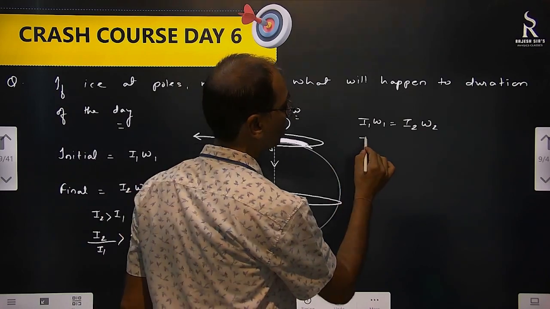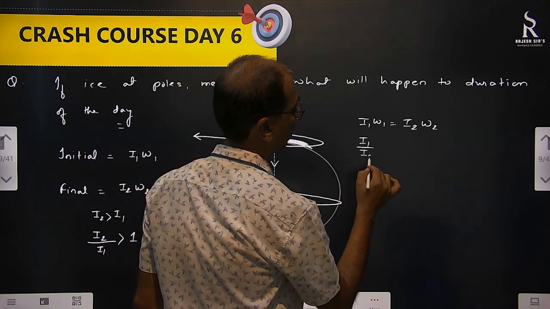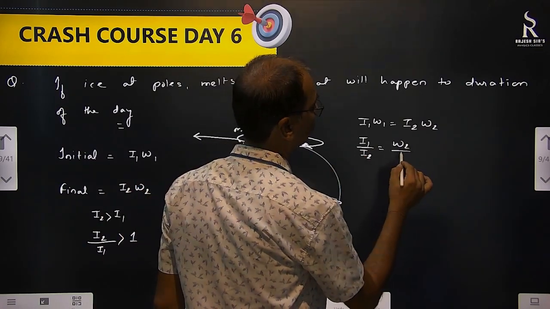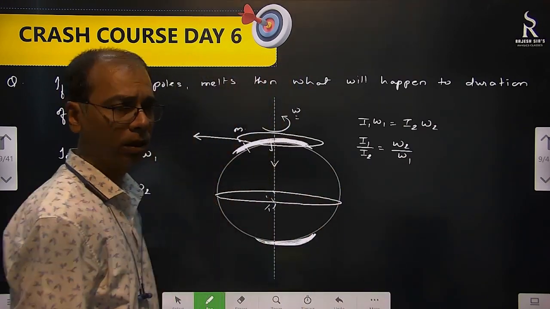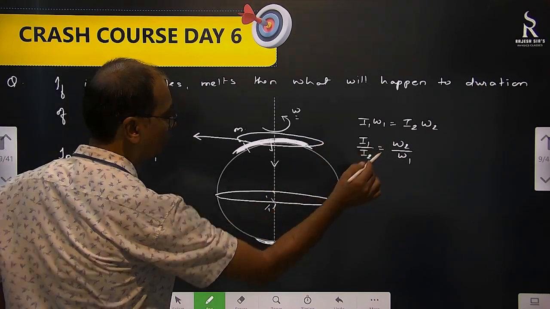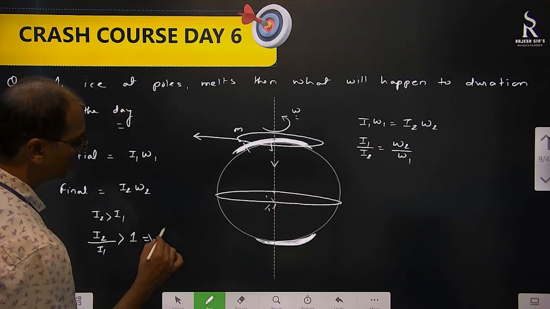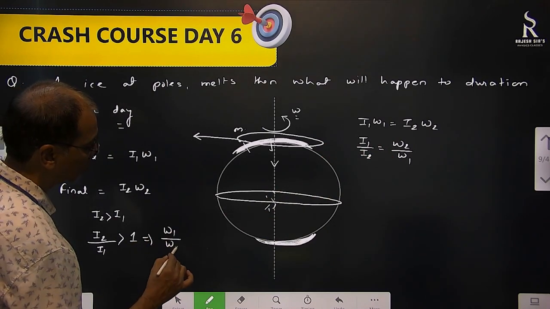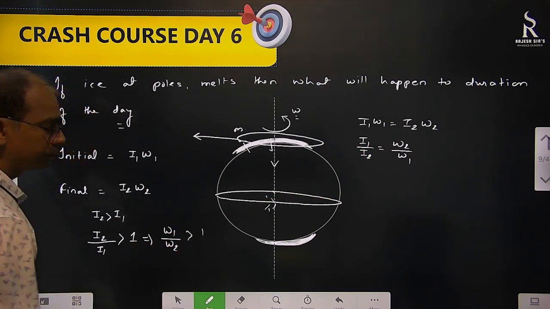So what is I1 by I2? I1 by I2 is equal to omega 2 by omega 1. Correct? Here you are saying I2 by I1 is greater than 1. So what is I2 by I1? Omega 1 by omega 2. It means omega 1 by omega 2 is greater than 1.